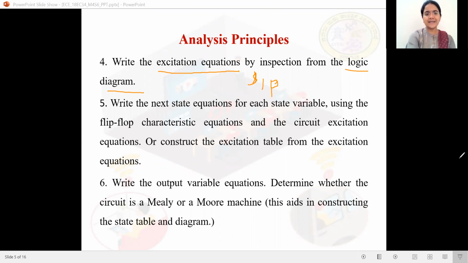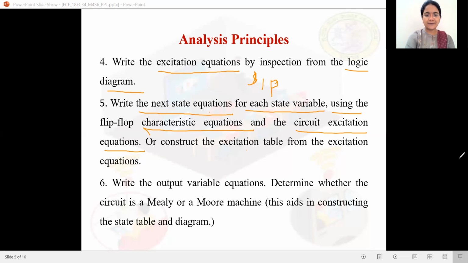Next step is to write the next state equations for each state variable. Each state variable means the output of a flip-flop, the next state of the flip-flop, which we call a state variable. For each state variable, we write the next state equations using the flip-flop characteristic equations and the circuit excitation equations. The characteristic equation is specific to the flip-flop, and the circuit excitation equations differ for different circuits. While writing the next state equations, we may have different types of flip-flops.